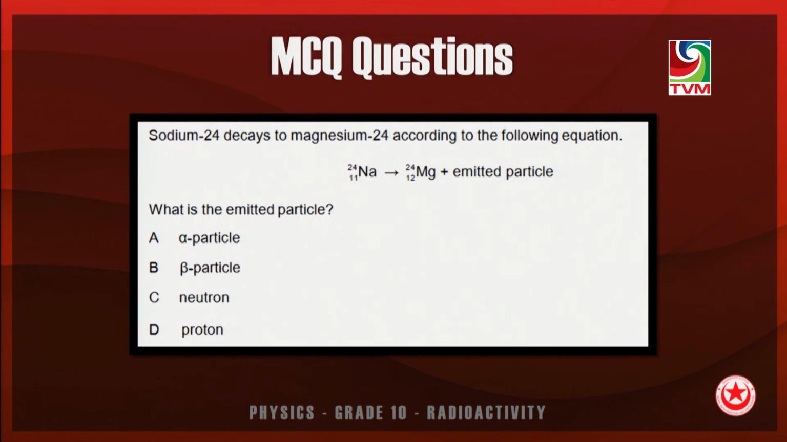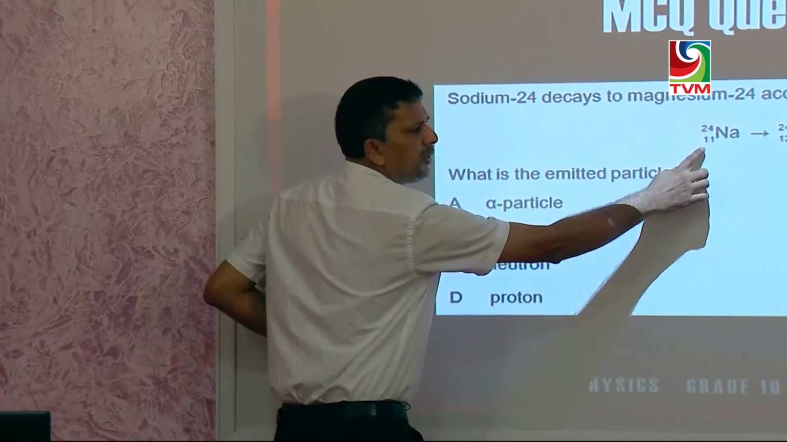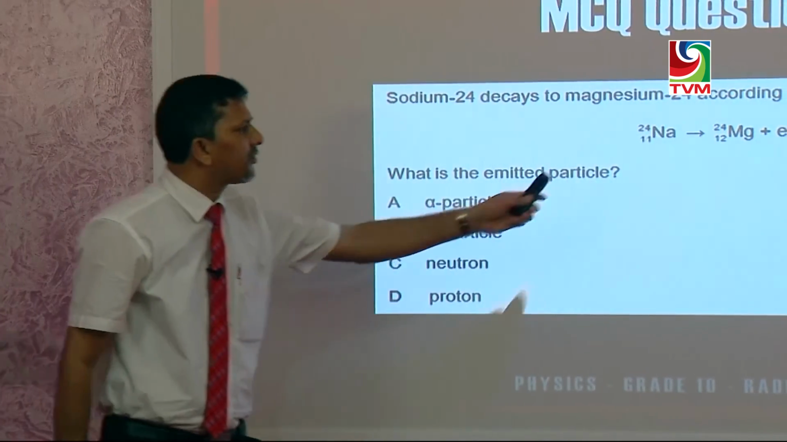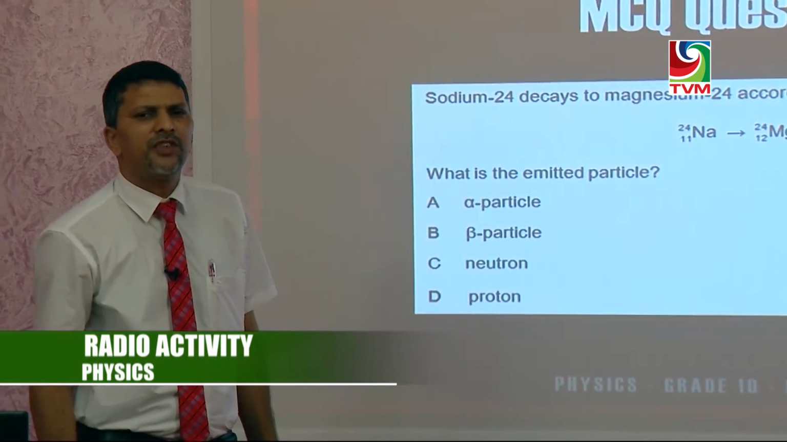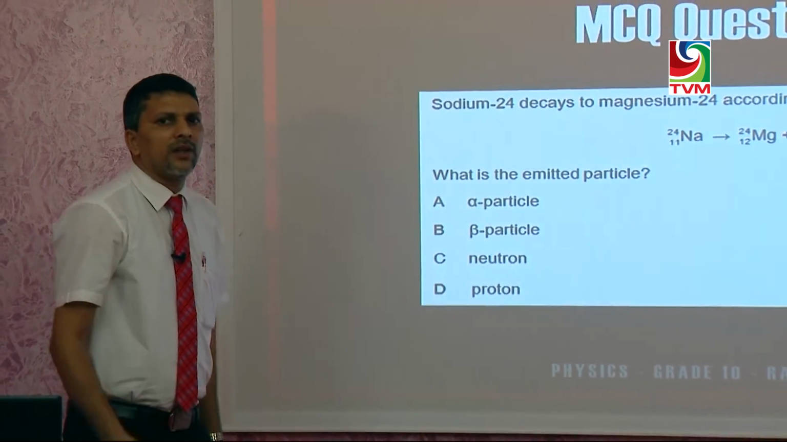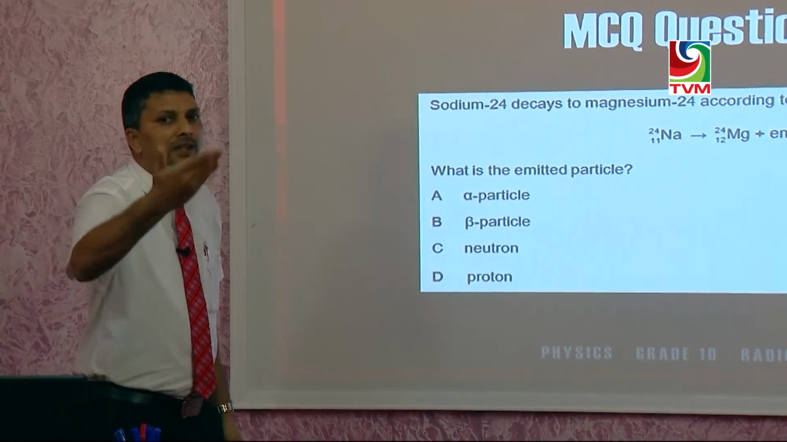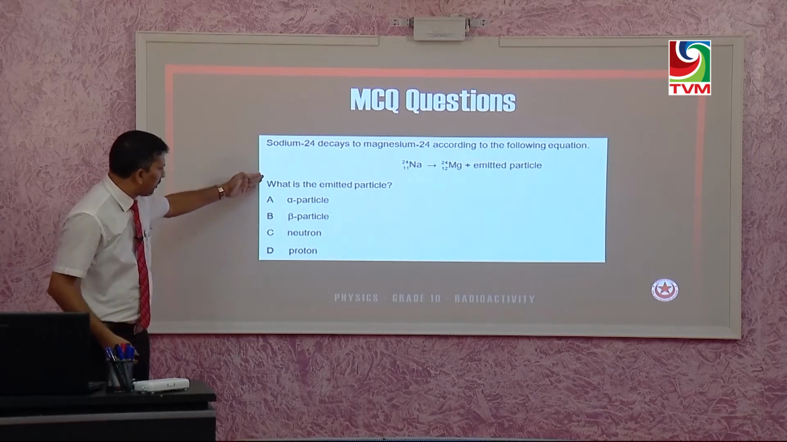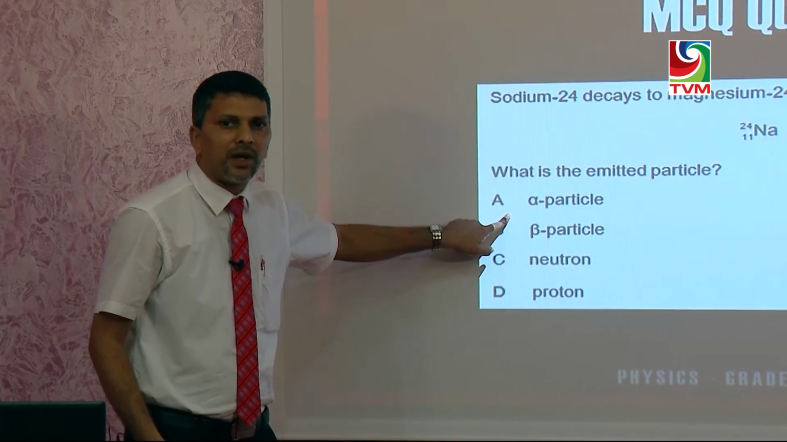Then another question. Sodium 24 decays to magnesium 24 according to the following equation. Sodium changes to magnesium and one particle is emitted. We do not know whether alpha, beta or gamma. Then what is the emitted particle? We can check here, atomic number increases by 1, mass number has no change. So, which particle? We know the answer, the particle is beta. So, we got the answer B, beta particle.